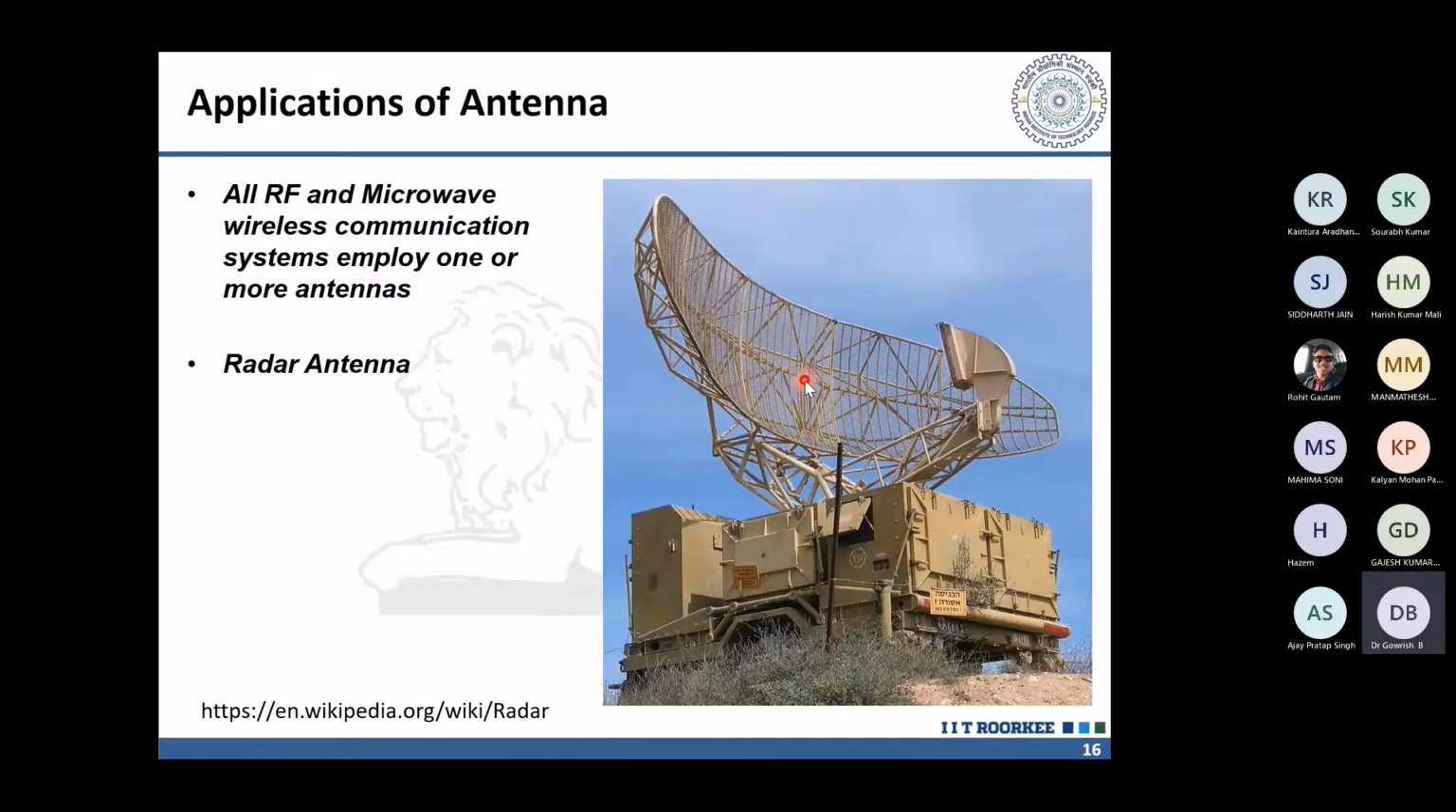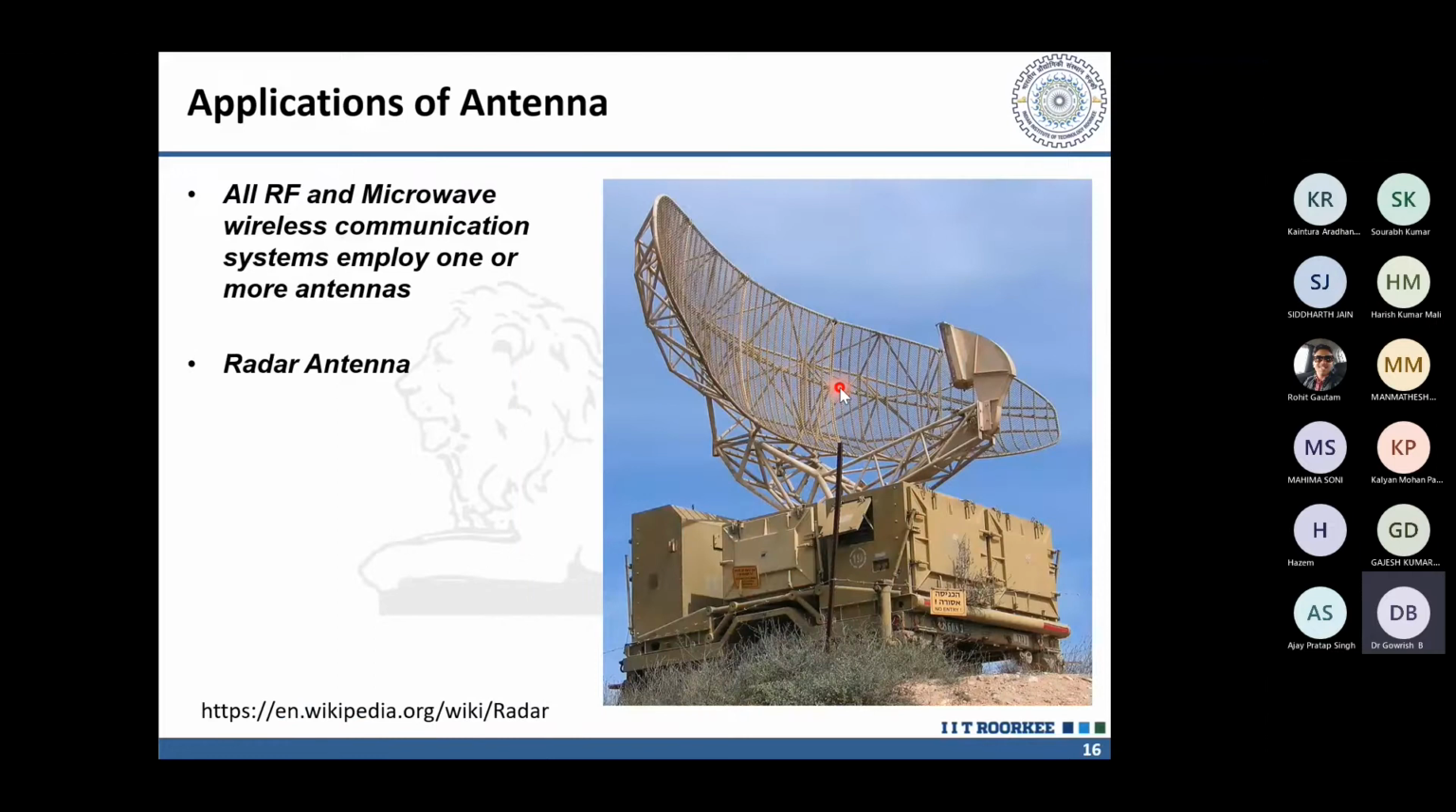Then comes once again a category of high performance antennas in radar. With radar applications, we have radar antennas. The one shown here is a parabolic dish antenna, and it is fed through a waveguide horn. It's a very high gain antenna, with a very narrow beamwidth. Once again, performance is a key criterion here.